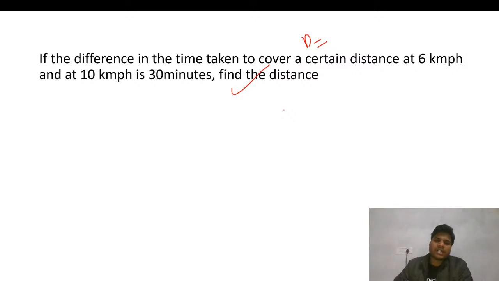So the first question is: the difference in the time taken to cover a distance at 6 and 10 is 30 minutes. Find the distance. You can write one equation and you will get the answer. But instead of writing that equation, I want to give you the same type of equation, just a little twisted, to simplify our calculation. I want you to remember that from now onwards, these questions you can directly solve in one line. Okay, if anyone has got the answer.